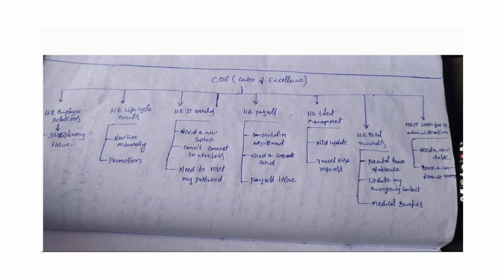And HR payroll. What type of services do they do in payroll? What are the payroll duties? The payroll duties include compensation adjustments. That means, for example, he has some leaves but cannot use them. Then those leaves are either compensated by salary or accumulated to the next academic year. Those two things are done with the help of the HR payroll service.